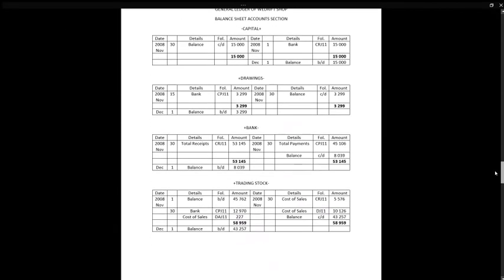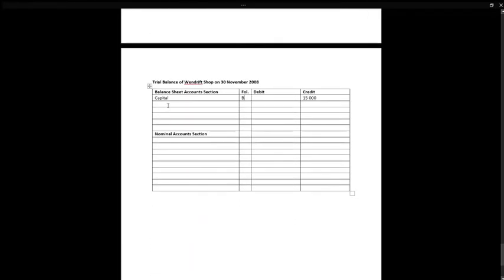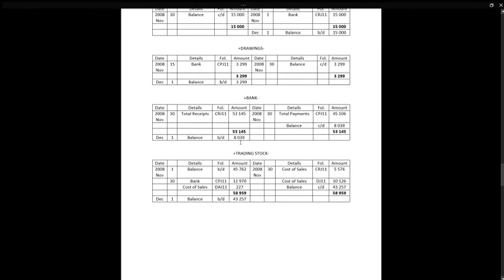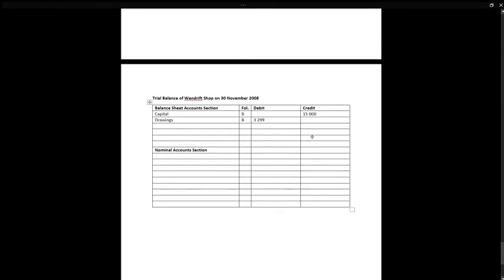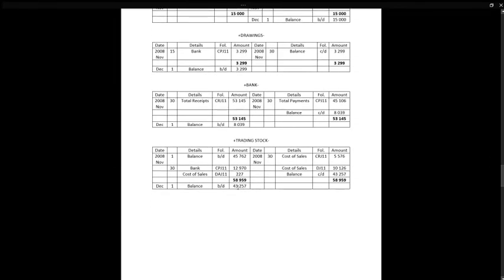Right, and then drawings. Drawings has a debit balance of 3,299. Therefore, drawings, it's in our balance sheet section, debit balance of 3,299 rand. Then, my bank account, let's go and find that balance. Bank, debit balance of 8,039 rand. Let's go and fill that in. So bank, balance sheet section, and the amount was 8,039 rand.